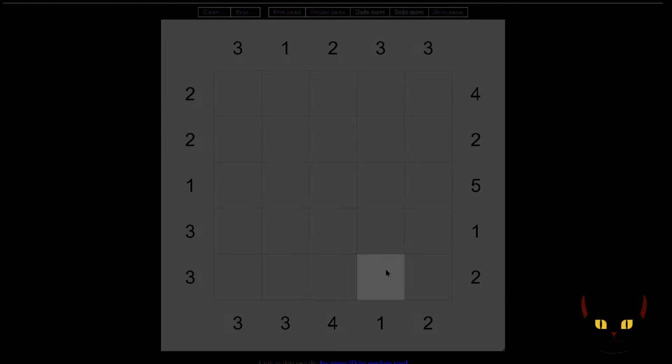This game is all about how many towers can you see? If you can only see one tower, then it has to be the highest. That's the only space left. It can be the last 5.